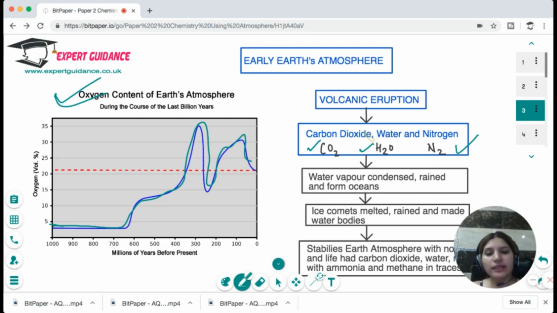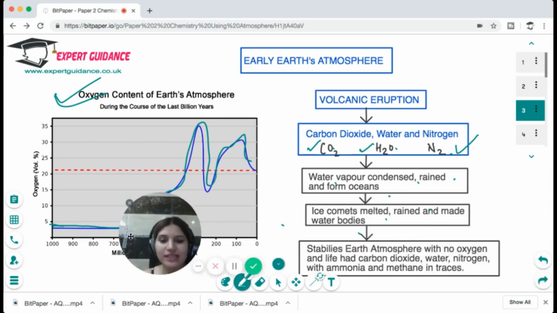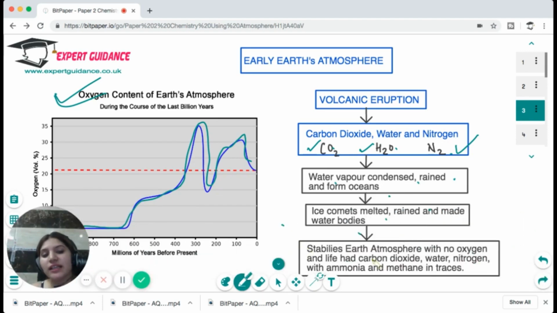So in the early atmosphere, there was volcanic eruption which gave rise to the gases carbon dioxide, water, and nitrogen. The water vapor condensed, rained, and formed the ocean. Another theory says that ice comets melted, rained, and made the water bodies. And then the stabilized Earth's early atmosphere had no oxygen, no life, and it had carbon dioxide, water, nitrogen, with ammonia and methane in traces.